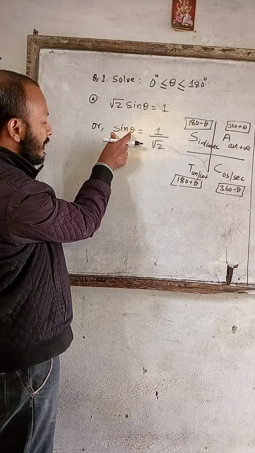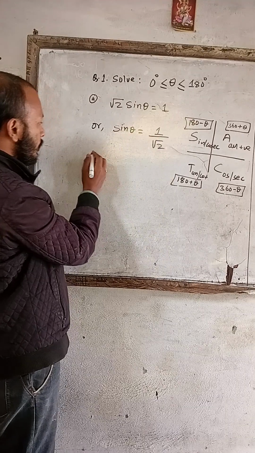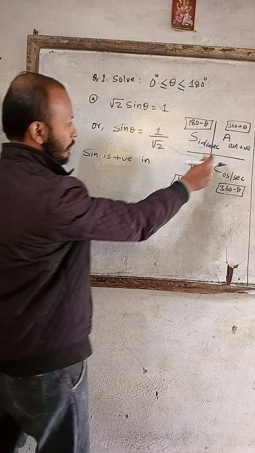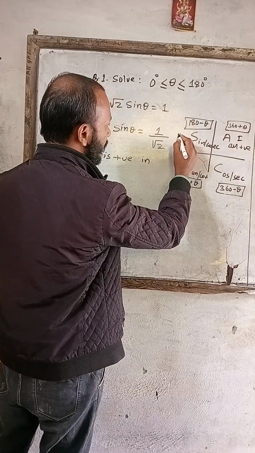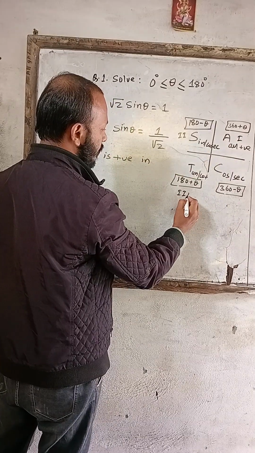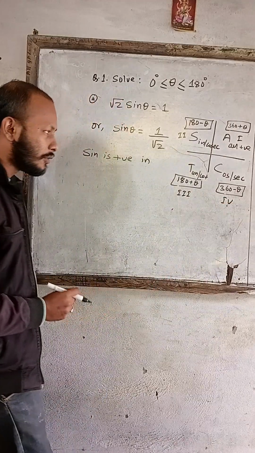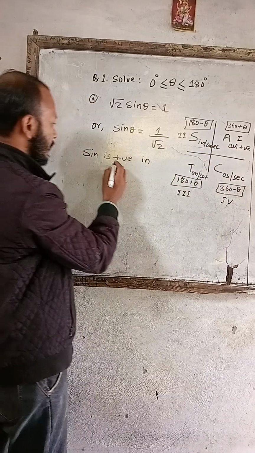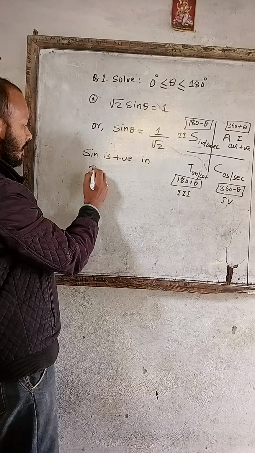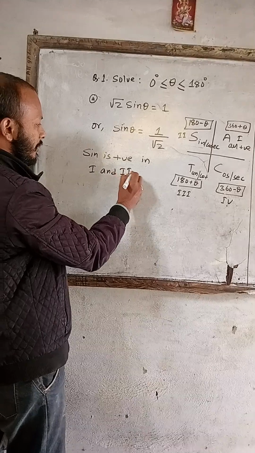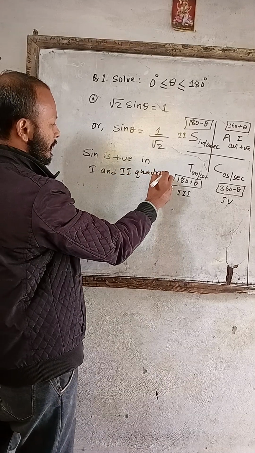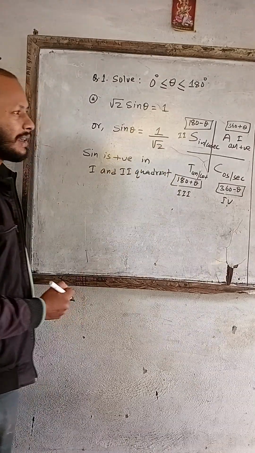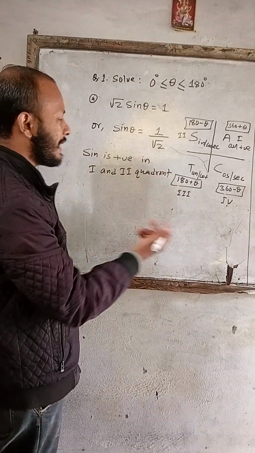So if you see this, sine theta equals 1 by root 2. So sine is positive. Sine is positive in which quadrant? This is our first quadrant, second quadrant, third quadrant, and fourth quadrant. So clearly, sine is positive in the first and second quadrant. So obviously we will find this value in the first and second quadrant.